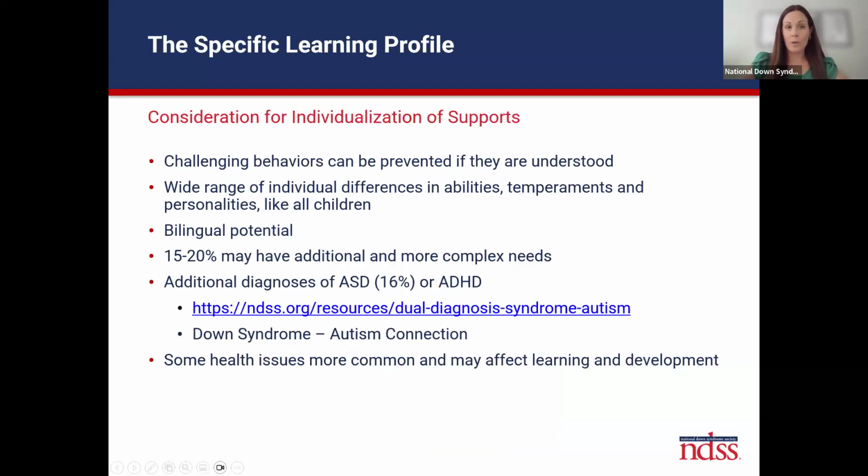So when we go through the learning profile, it is not to say that every single individual with Down syndrome will possess each trait in detail. However, the research does show that the collective number of these traits is represented through the majority of the population. Challenging behaviors can be prevented if they are understood.